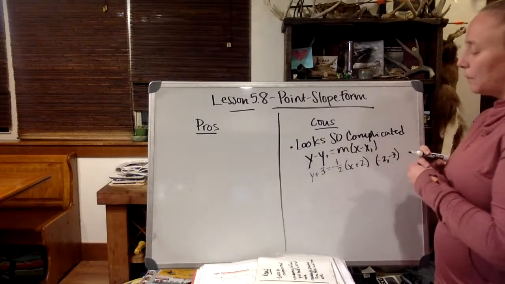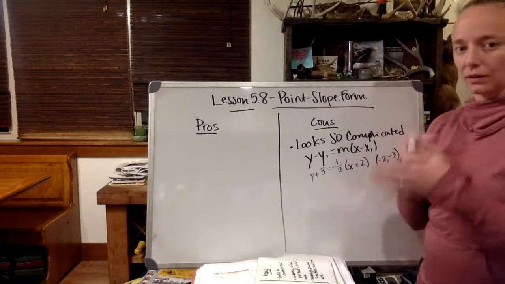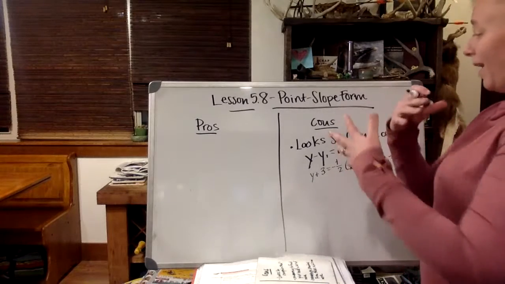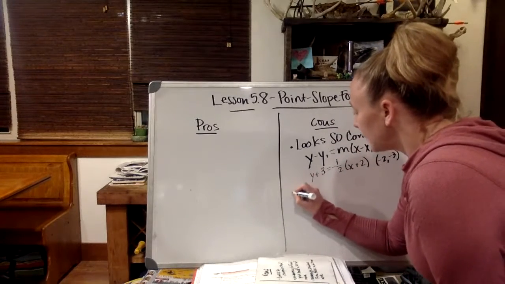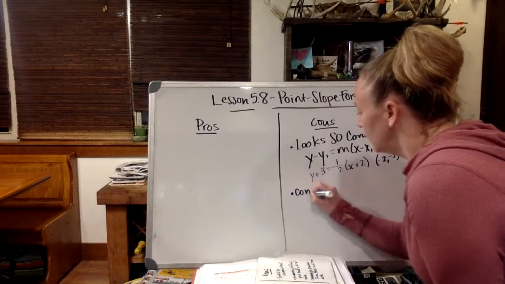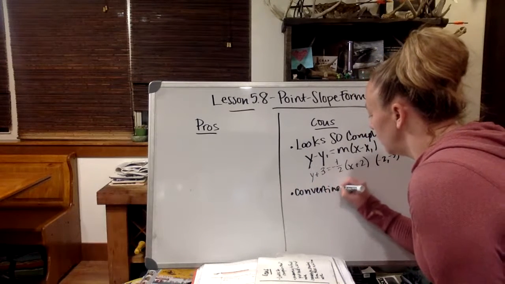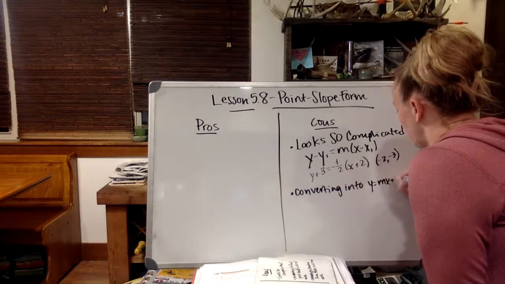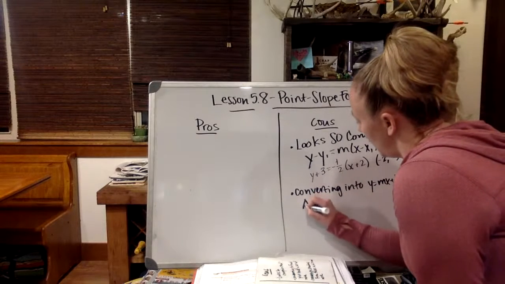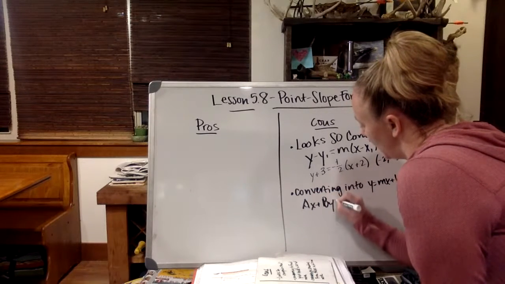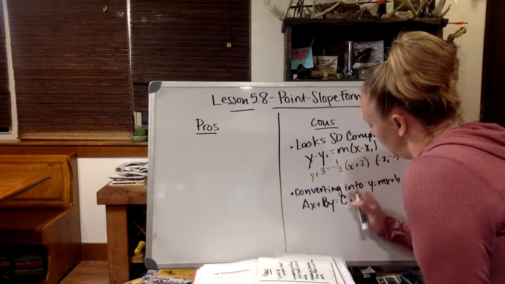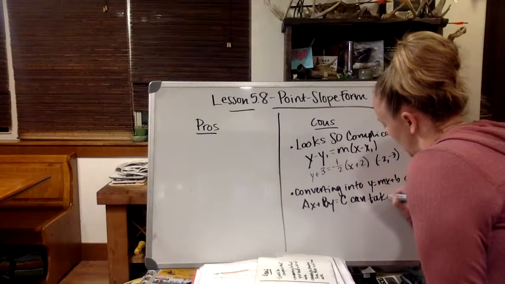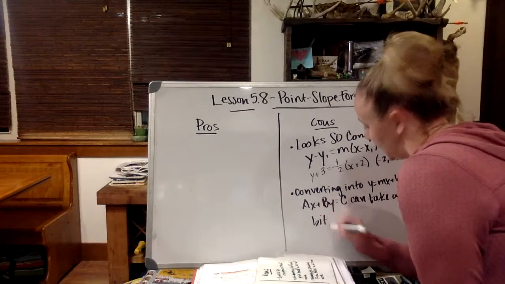So it looks super complicated, but once you get the feel of it and once you are in the routine, point slope form can be super awesome and versatile, like I've already said. As well, converting into y equals mx plus b or ax plus by equals c can take a bit of work. And we're going to see that in video 3.